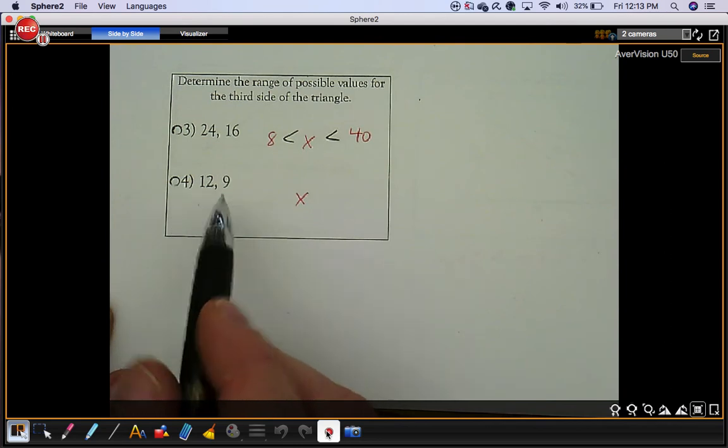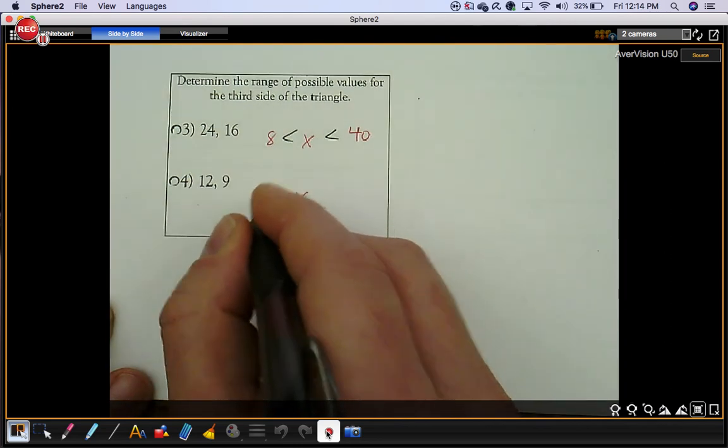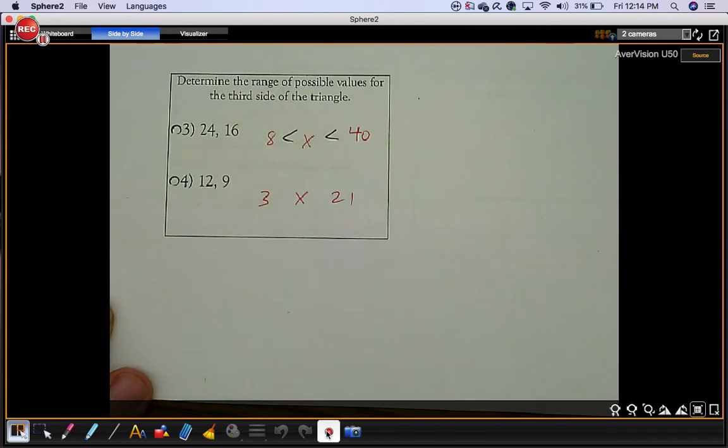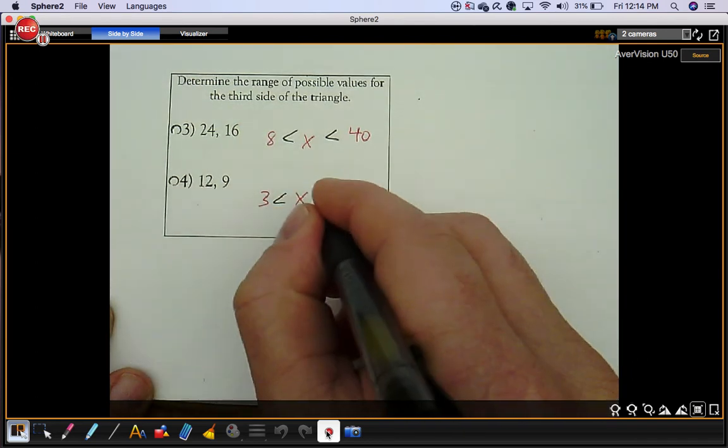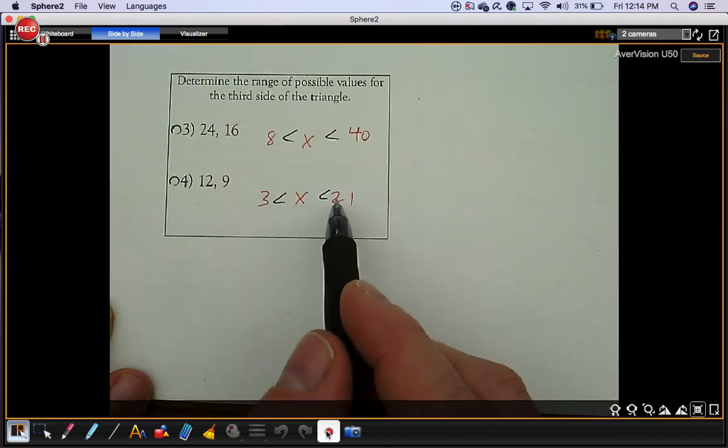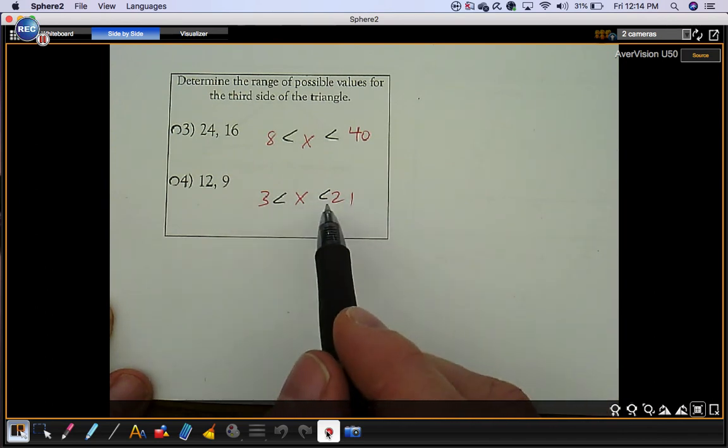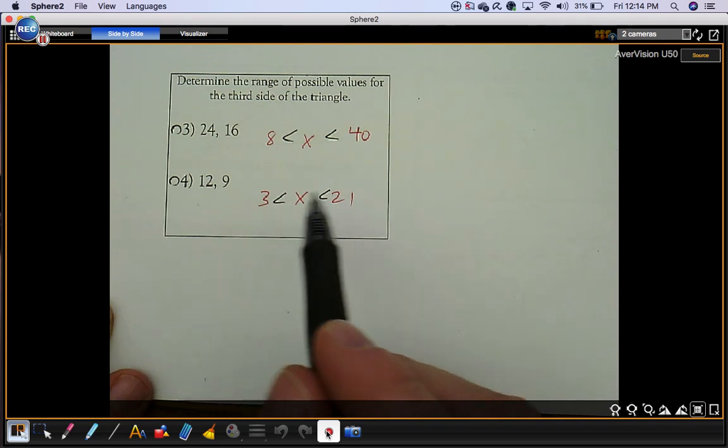If one side is 12 and the other side is 9, subtract them and add them. X needs to be bigger than 3 but less than 21. Anywhere in between those two values could be a third side of the triangle. Can't be 3, can't be 21.